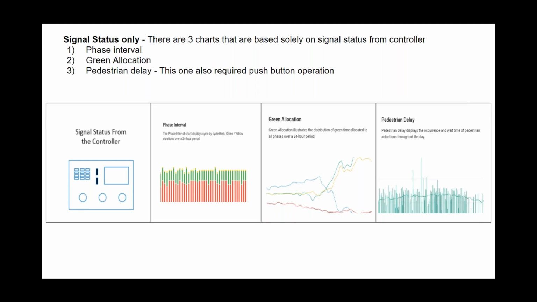There's then, similar to that, the green allocation chart, which illustrates that distribution of green time allocated to all phases over a 24-hour period. So if you're looking at, say, an intersection that's maybe running in a fully actuated mode or even a semi-actuated mode, how much green time is being allocated to each phase throughout the day, and is it dynamically working the way you'd expect it to?